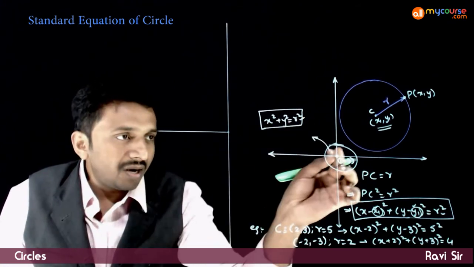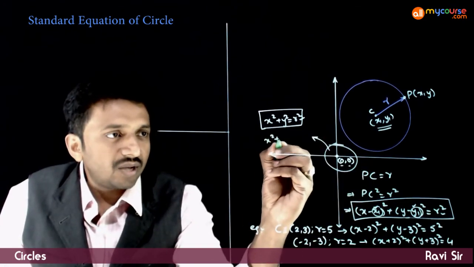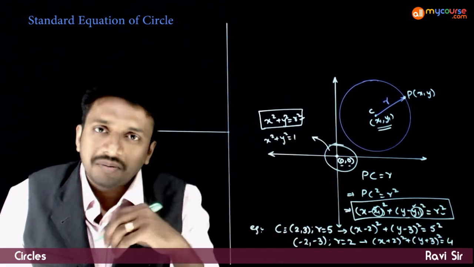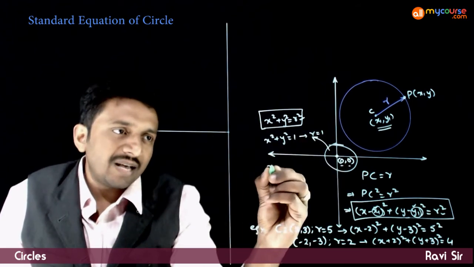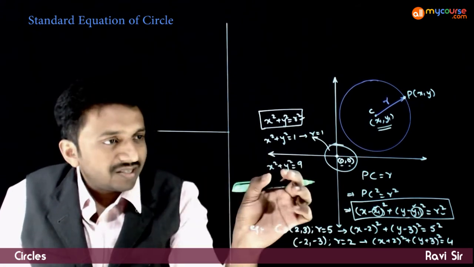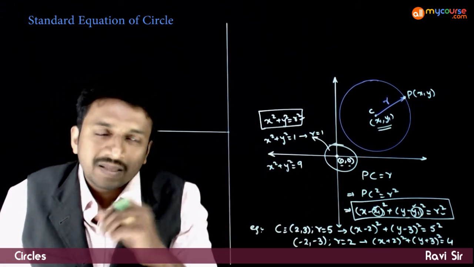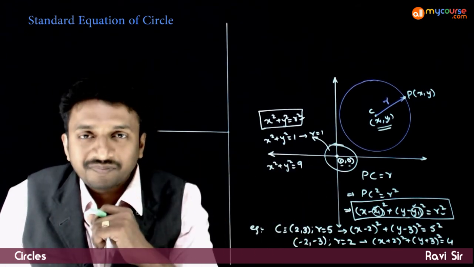For example, if you want a unit circle centered about origin, the equation is x square plus y square is equal to 1. The radius is equal to 1. For example, x square plus y square is equal to 9. What is the nature of this circle? The center is at origin and the radius is 3 units.